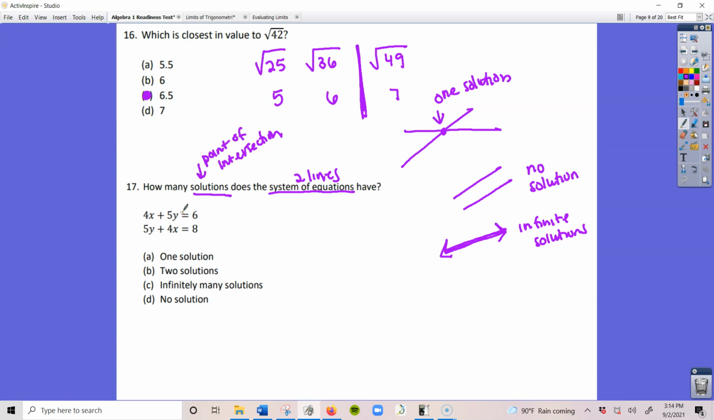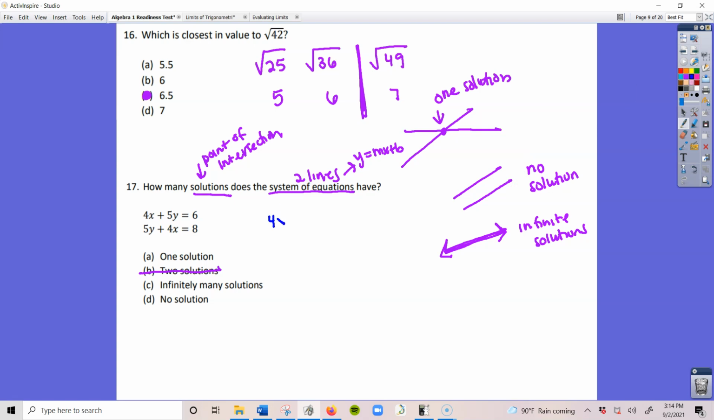So how can we tell how many solutions we have? We would first need to take our equations and write them, since these are lines, in that format y equals mx plus b. I look at my options. One solution, two solutions, but there's no such thing as two solutions for lines, so I'm going to cross that out. Infinite solutions and no solutions. So first we're going to take both of these equations and rewrite them as y equals mx plus b. Let's start with the first equation.